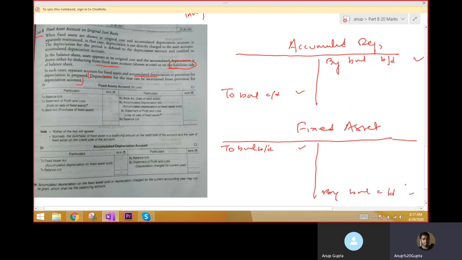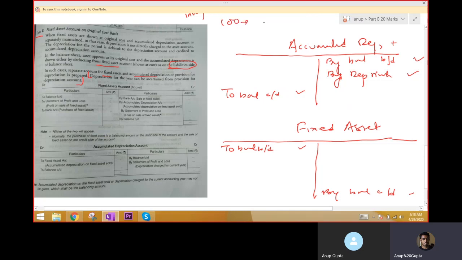Done. Now, when depreciation is charged, it will not be charged to the fixed asset account. Depreciation will be charged to accumulated depreciation. Like I said, in the journal entry itself, depreciation account is debited to accumulated depreciation. So accumulated depreciation will increase, and a liability, when it increases, will be credited. So we will write here by depreciation account. Okay, clear?